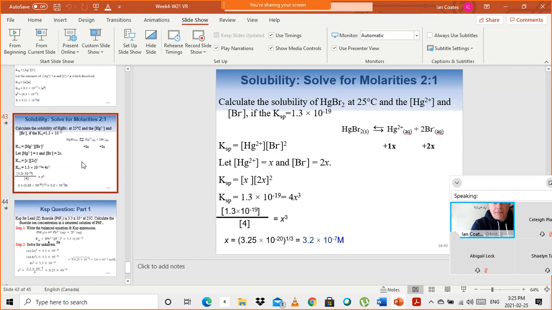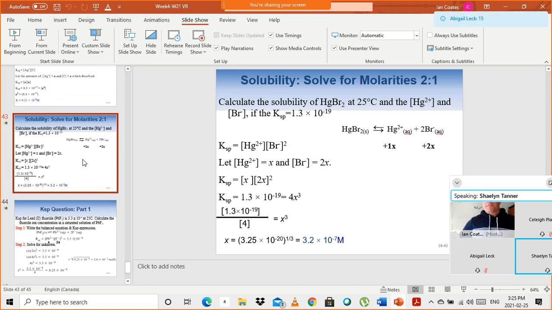Yeah, go ahead. So does it make sense to say, because there's the 1X and the 2X for the bromine, you just add those and that's what your X is?